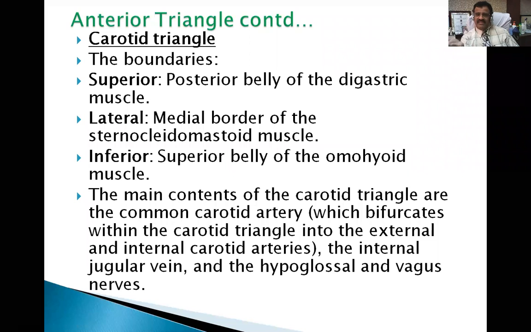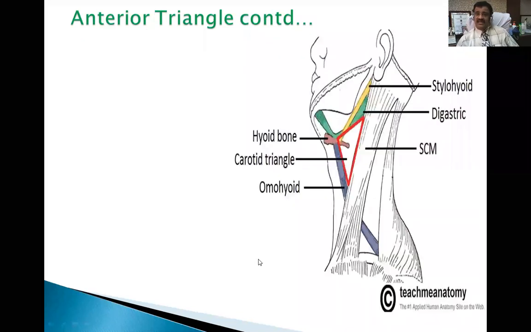The ECA, external carotid artery, has nine branches. That becomes a full question again. The internal carotid artery enters through the carotid canal into the cranial cavity to form the circle of Willis with the vertebral arteries, which unite to form the basilar artery. The internal jugular vein is another content, and the hypoglossal and vagus nerves are also found in this triangle while traversing further.